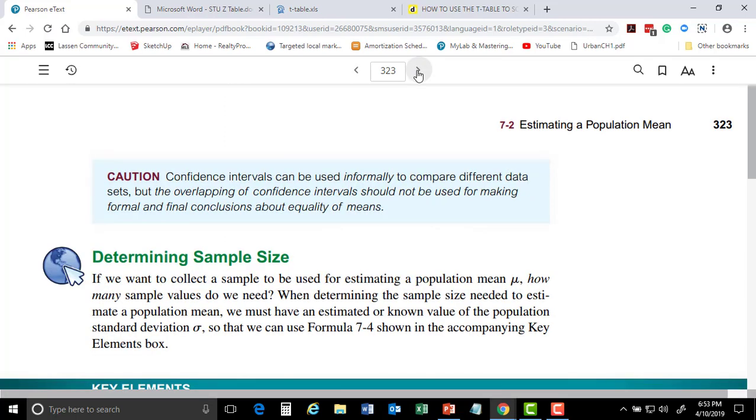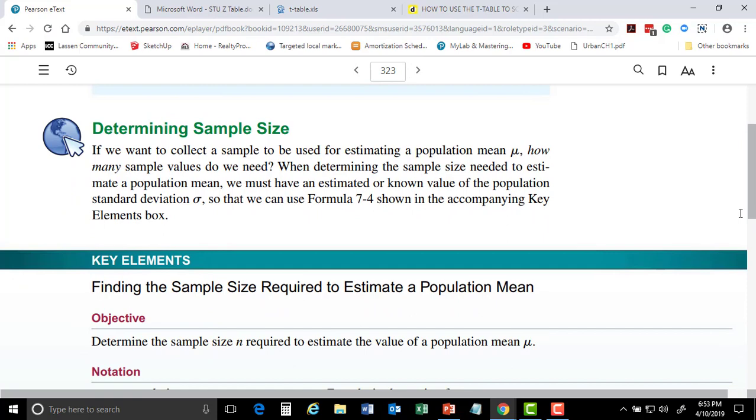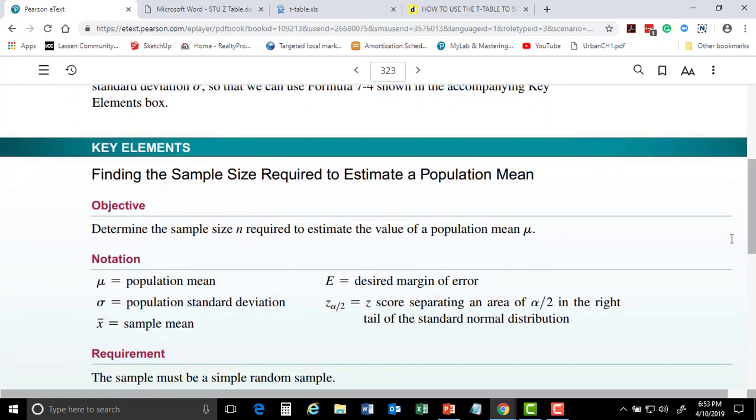Let's see what we got here. Okay, now this one, I think we went over this before, but this is if you're going to do your project, and you want to know how big a sample you should have. Well, what's it going to depend on? How confident you want to be. So the more confident you want to be, so find the sample size. So here's our notation. This is from a bell curve. This is your error term.